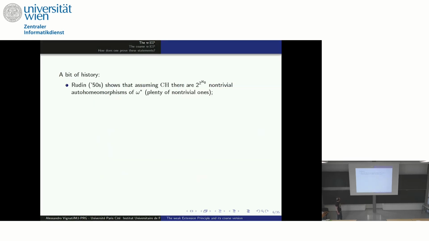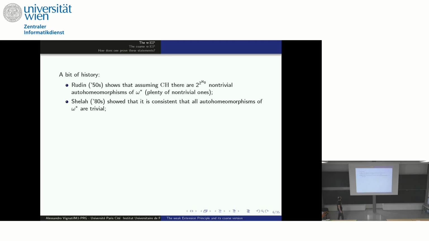And the first answer was provided by Walter Rudin, who showed that under CH there are two to the continuum autohomeomorphisms, and therefore there are two to the continuum non-trivial ones, right? Because there are only continuum many trivial guys. And in fact, with this, he showed that omega star is not homogeneous under CH. But it was still open at that point whether it would be consistent with set theory that all automorphisms of P(omega) mod fin, if you wish, were trivial.